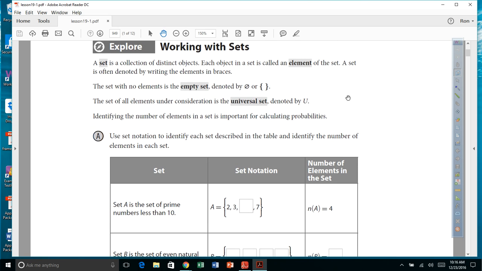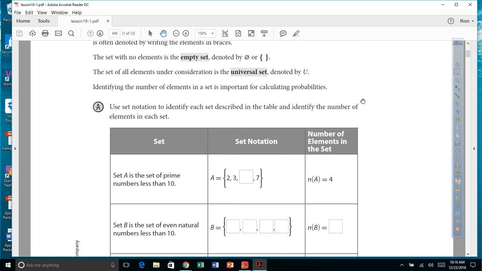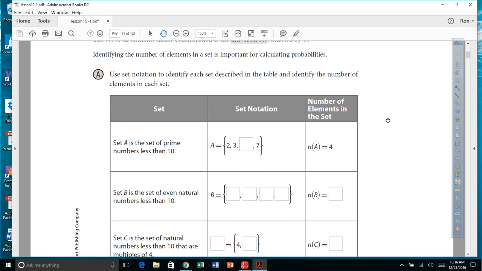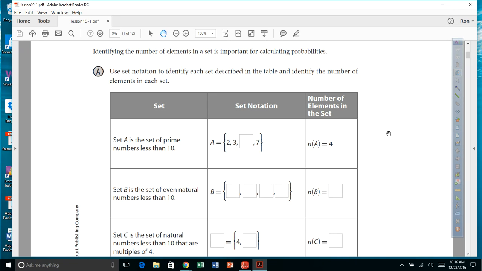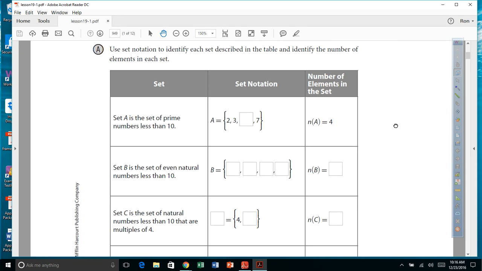So, working with sets. A set is a collection of distinct objects. Each object in a set is called an element of the set. A set is often denoted by writing the elements in braces. The set with no elements is the empty set, denoted by the null sign or empty brackets. The set of all elements under consideration is a universal set, denoted by U. Identifying the number of elements in a set is important for calculating probabilities.